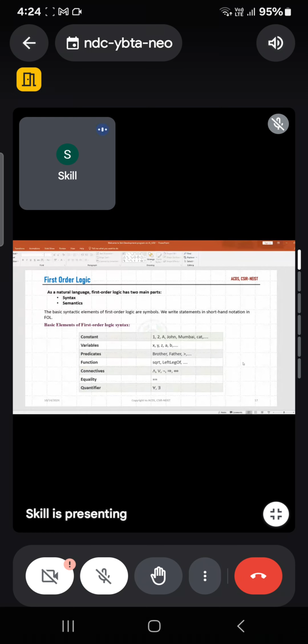x, y, z, a, b, then predicates: brother, father, greater than symbol, function: square root, left leg of, then connectives. These are the signs which we will be using. This will be the and sign, then or, then negation, then implies, then both side implying, then equality, and then quantifier. This is one quantifier and this will be another quantifier. So these two we will see in detail.